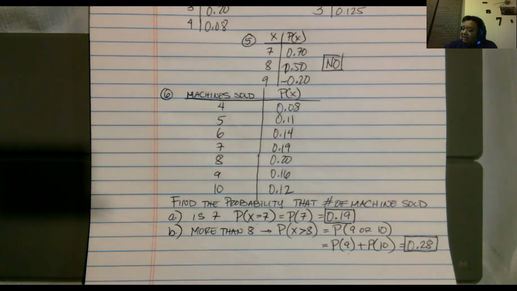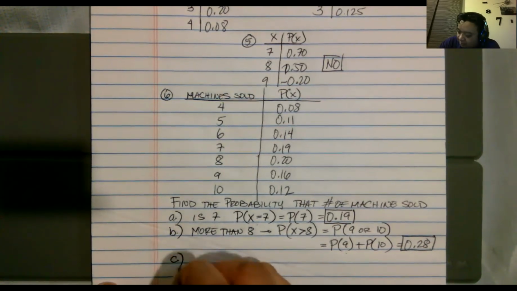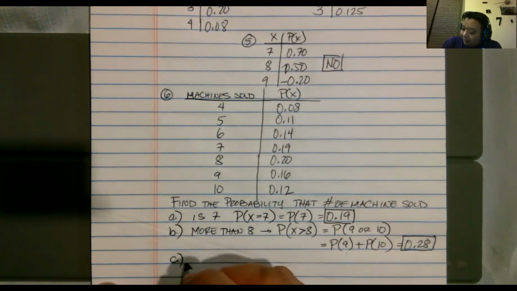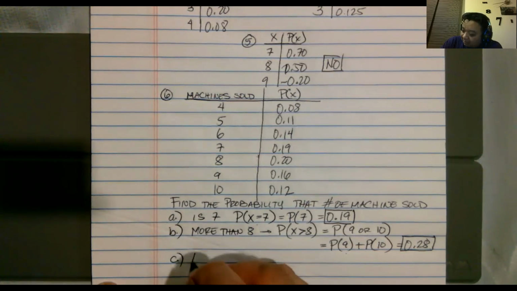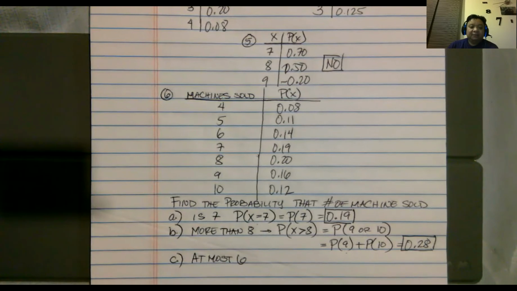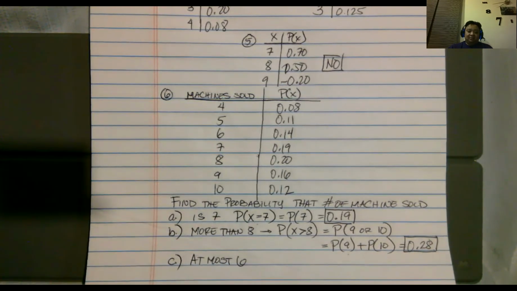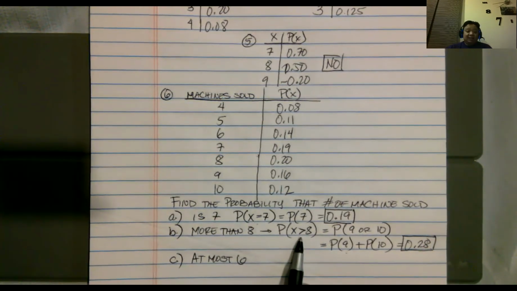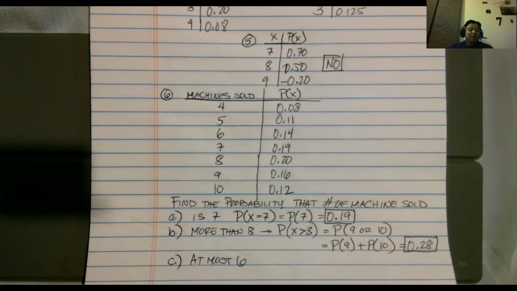All right, so let's answer the next question. All right, so part C. Probability that it's at most 6. So first write it out as an inequality, and then write out the probabilities you're going to have to add. Okay. You can do this because it's discrete. We're going to have to talk about what happens if they are continuous, and that's going to come in chapter 7.